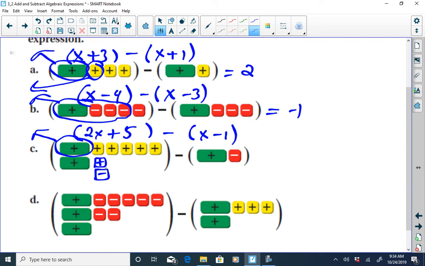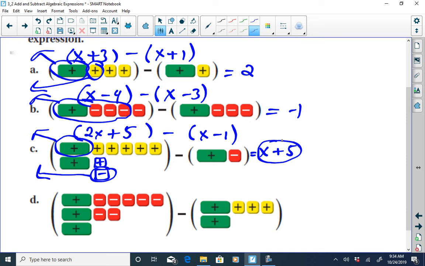Now that I've added that 0 pair, I haven't changed my original expression, because if I add 0 to anything, I don't change the value, but now I have a negative 1 to take away. So I'm going to take that negative 1 away, and I'm left with what? Well, I still have 1x, I still have 1, 2, 3, 4, 5. So x plus 5 would be the difference.